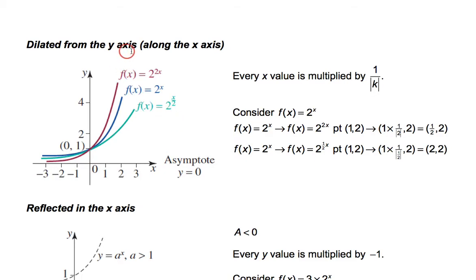Dilations from the y-axis, that is along the x-axis. So in other words, every x value is multiplied by 1 over the magnitude of k. General case, f of x equals 2 to the power of x, and the point (1, 2) lies on that curve. If f of x is equal to 2 to the power of x, then f of x equaling 2 to the power of 2x would see the point (1, 2), which belongs to the f of x equaling 2 to the x line, would now become the point (1 multiplied by 1 over 2, 2), and would end up with the point (1/2, 2).